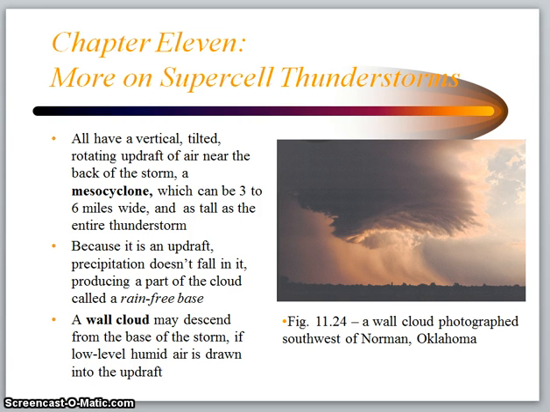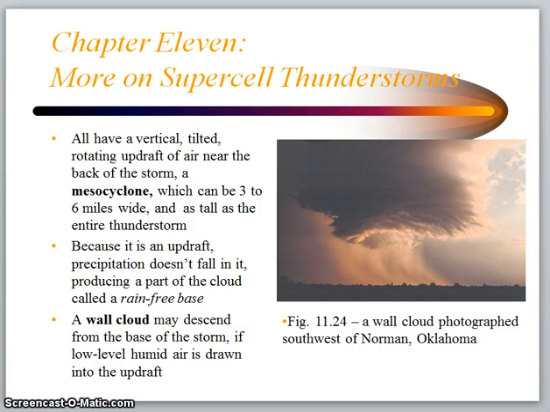All supercell thunderstorms have a vertical, tilted, rotating updraft of air near the back of the storm, which is called a mesocyclone. It can be as much as 3 to 6 miles wide and as tall as the entire height of the thunderstorm. In other words, it could be maybe 7, 8, 9 miles tall, from near the surface all the way up to the top of the thunderstorm.